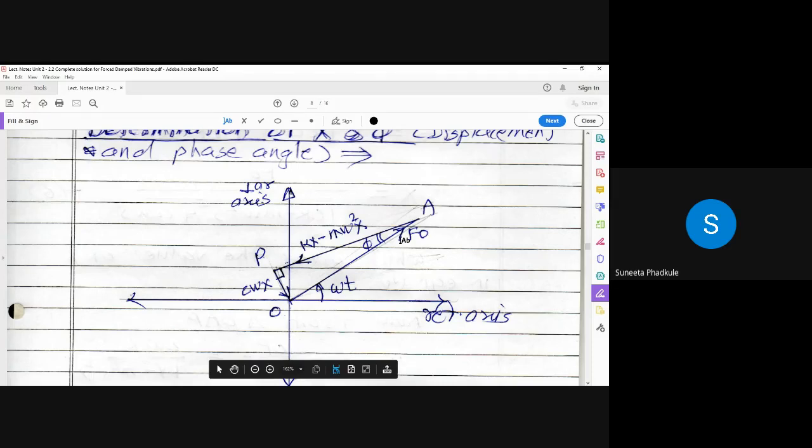Can you imagine this one? I have shown only three vectors here. This is the force vector, FO, which is making angle omega t with the reference axis, which we have already shown in the upper diagram, studied earlier. Then this is your spring force minus inertia force. How this has come? I will explain you. And this is your damping force. So it is a right angle triangle. How this has come?